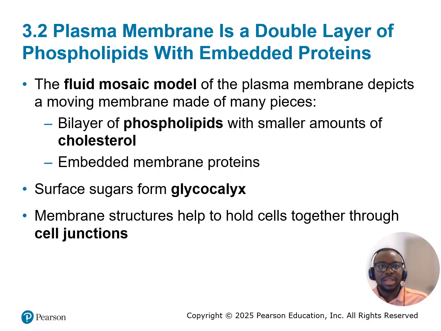So what makes up the plasma membrane? The fluid mosaic model has been used to describe the plasma membrane. In this model, the membrane is depicted as a thin structure composed of a double layer or a bilayer of phospholipids with proteins dispersed or embedded in the bilayer. The membrane also contains cholesterol and surface sugars that form the glycocalyx. Within the membrane are structures that hold cells together through cell junctions.